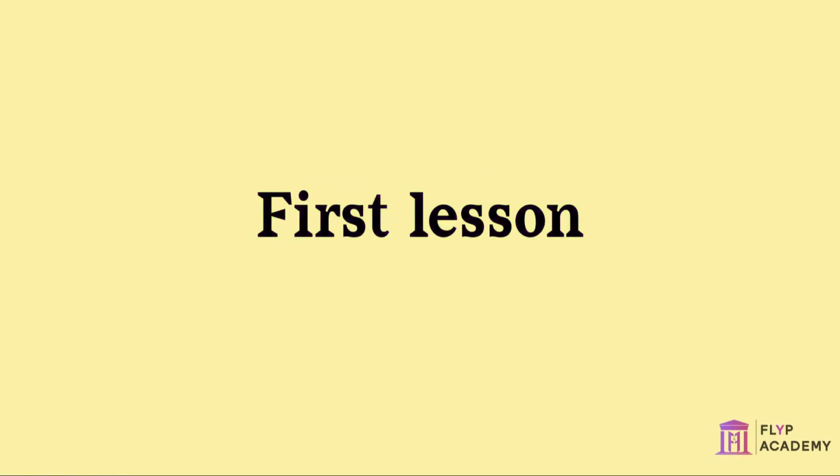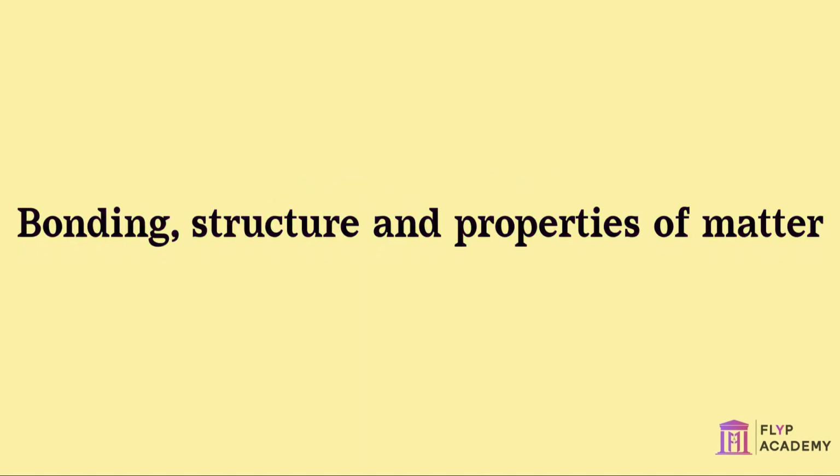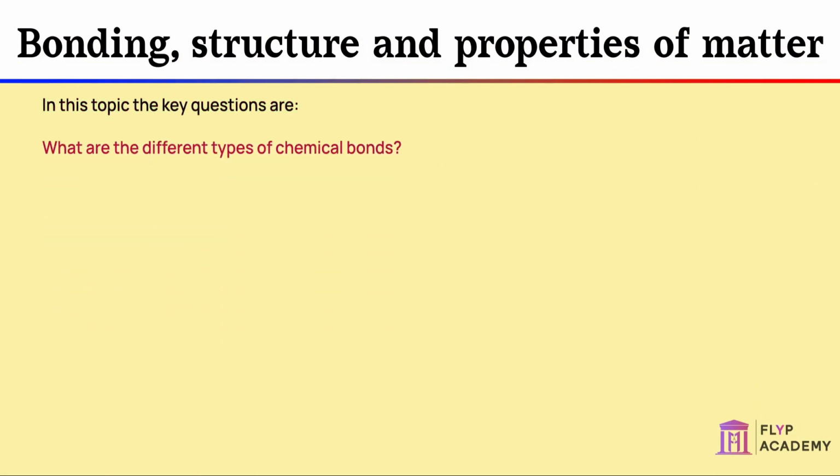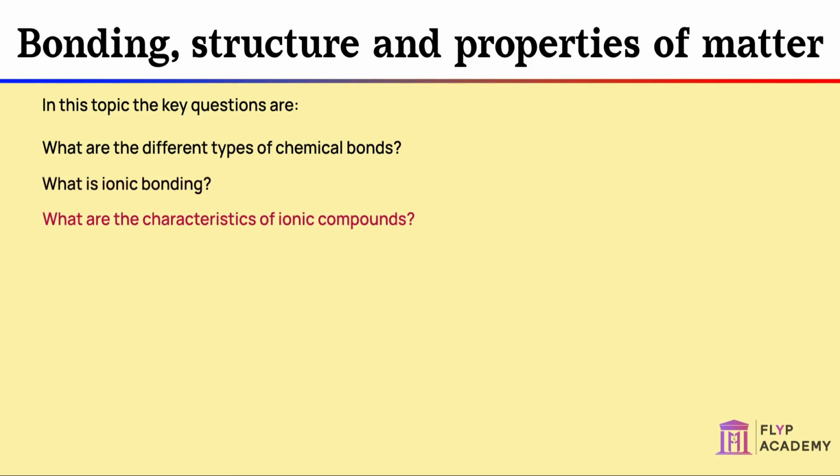Welcome to the first lesson of the Bonding Structure and Properties of Matter topic. In this topic, the key questions are: 1. What are the different types of chemical bonds? 2. What is ionic bonding? 3. What are the characteristics of ionic compounds?